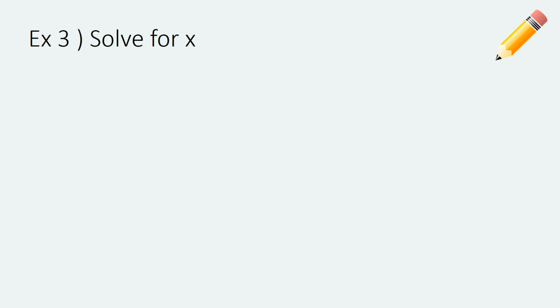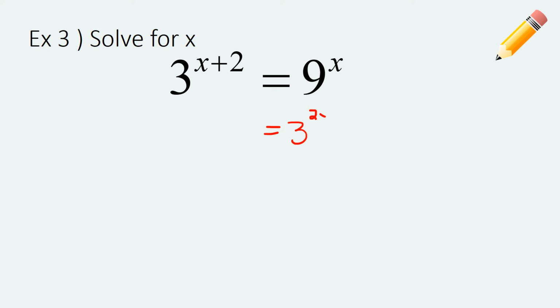All right, example number 3. We have 3 to the x plus 1 is equal to 9 to the x. So I need to get 9 into a common base of 3. Well, I know 3 squared is the same thing as 9. And if we raise a power to a power, we end up multiplying. So I have 3 to the x plus 2 is equal to 3 to the 2x. So now I can just set x plus 2 equal to 2x.